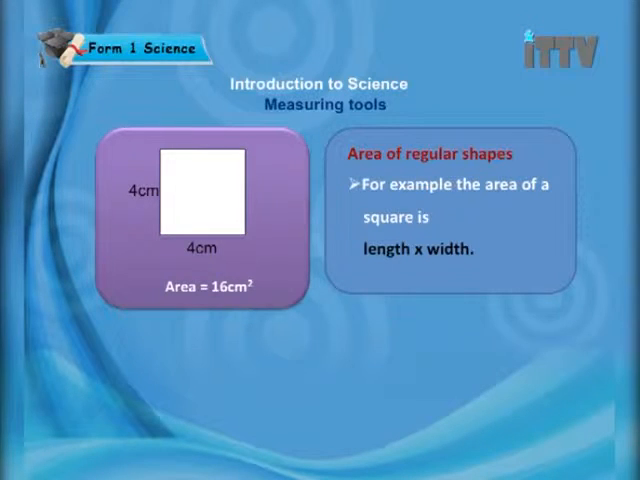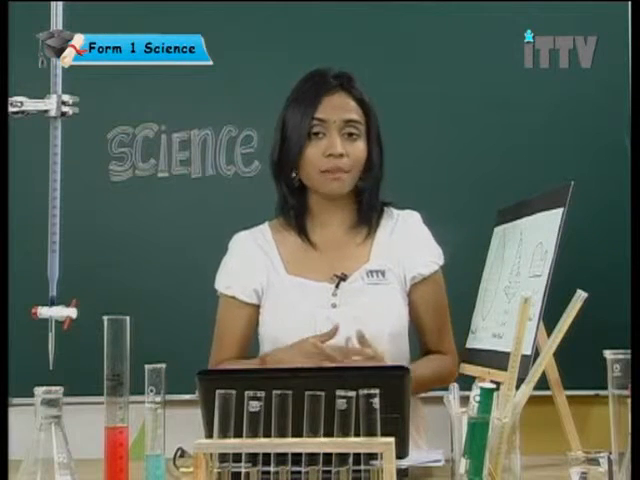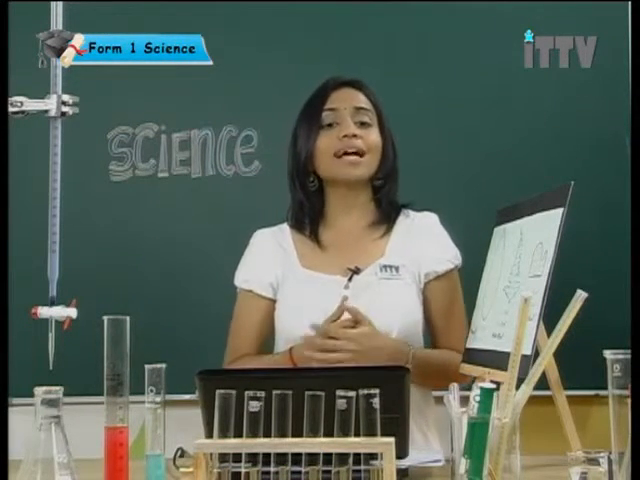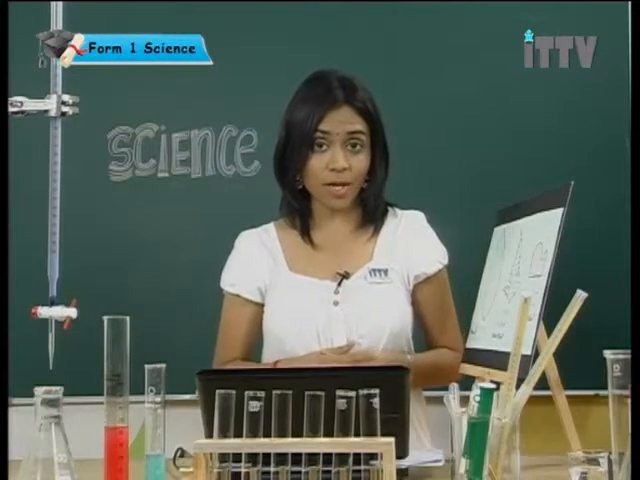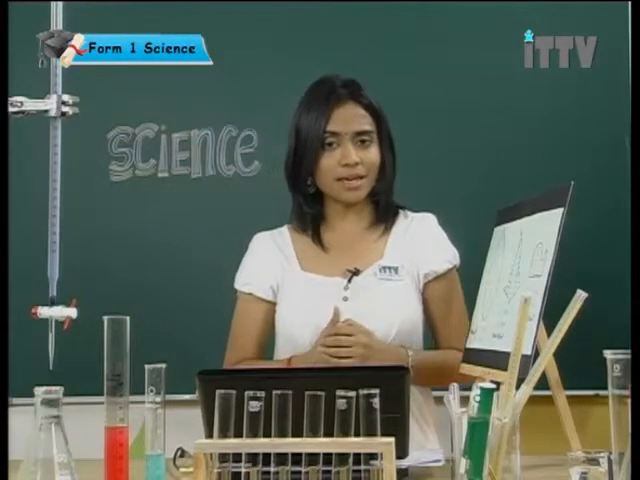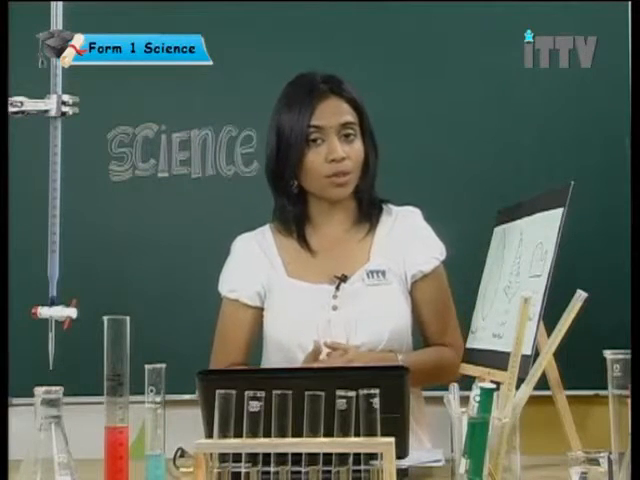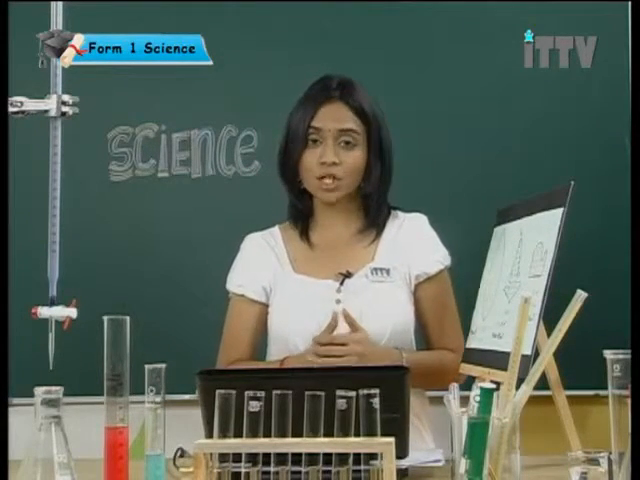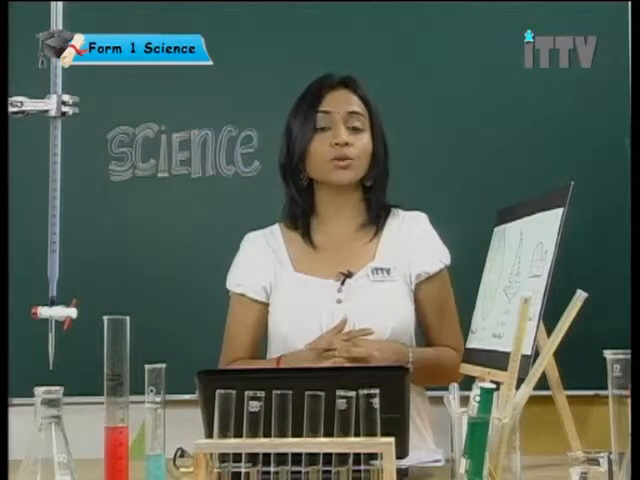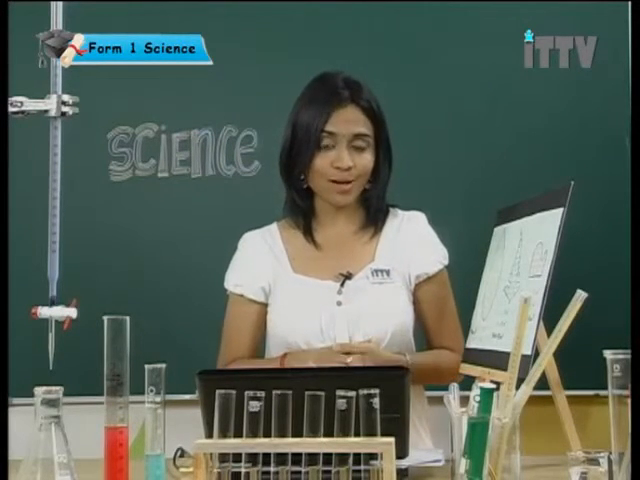Area of a regular shape. For example, the area of a square is length times width, or length multiplied by width. In this picture here, you can see a square. Both the sides of the square would obviously be the same, 4 centimeter by 4 centimeter. So to get the area of a square, you multiply 4 times 4, which gives you 16 square centimeter. This is how you actually get the surface area of a square.